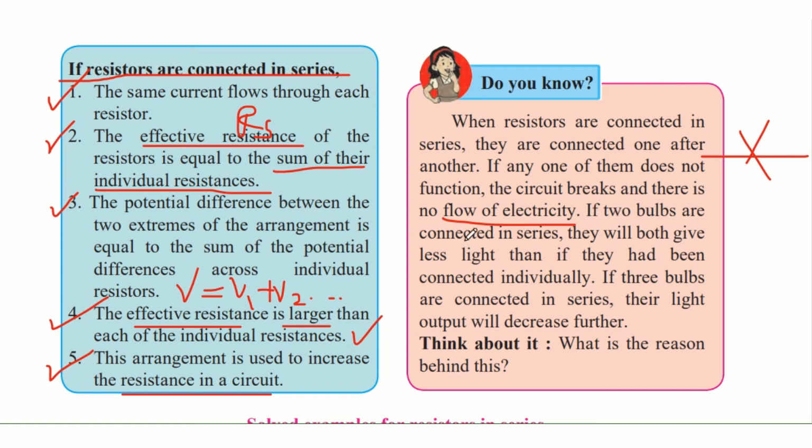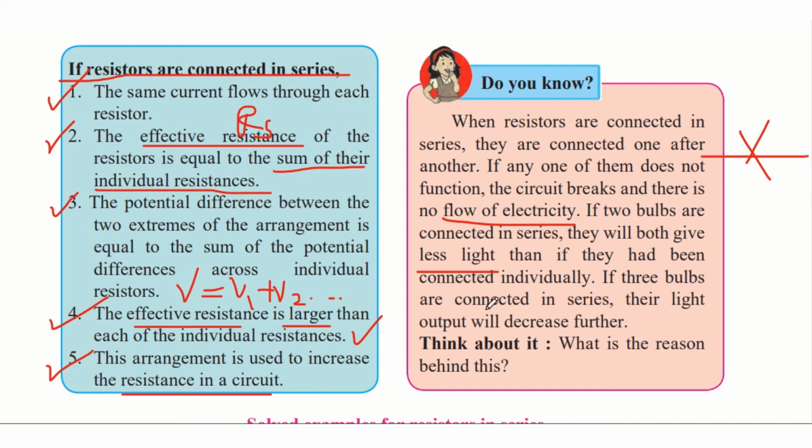So if two bulbs are connected in series, they will both give less light than if they had been connected individually. Because once they are connected in series, that means we are increasing the resistance. And when we increase the resistance, that means less current will pass through it. And if less current passes through it, then there will be less light. So if you want less light in the bulb, then you have to connect different bulbs in series.